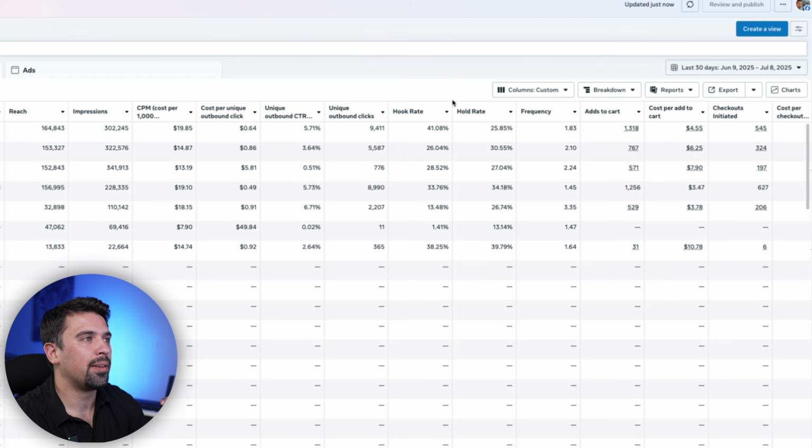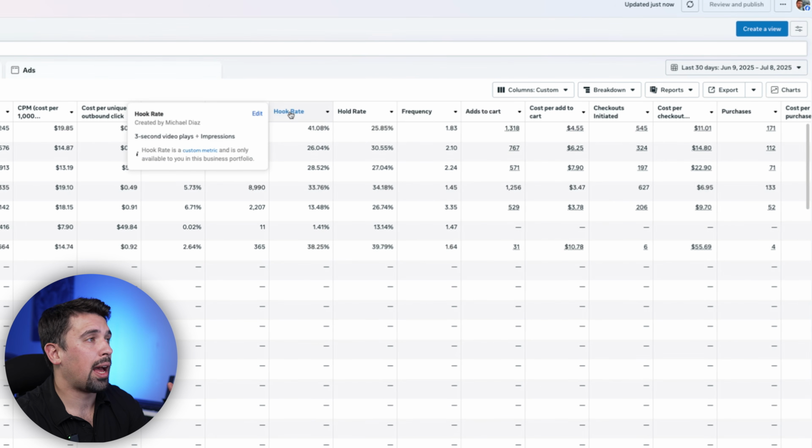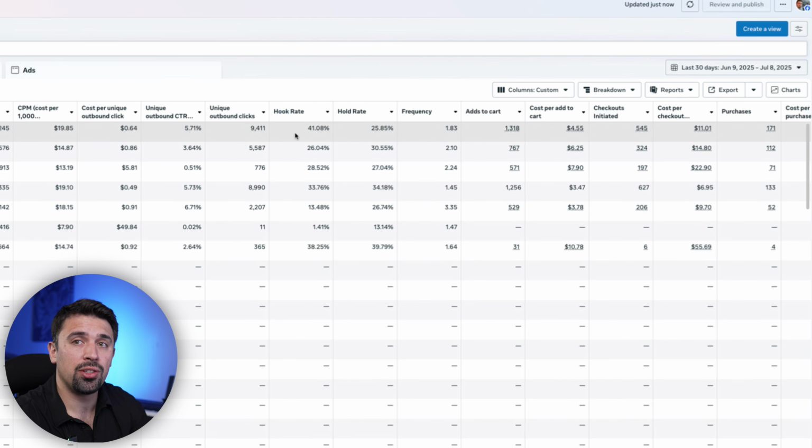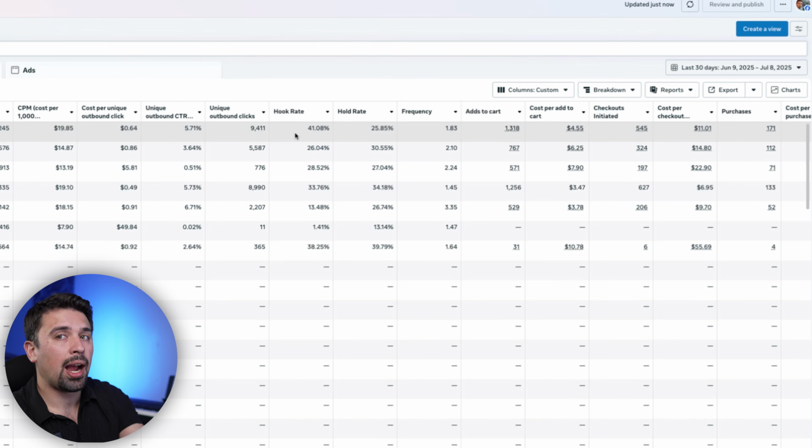Next, we have our hook and our hold rate. Hook rate is going to be, out of all the impressions, so out of all the times you were on a screen, what percentage of people watched at least 3 seconds of it? So that's 3-second video plays divided by impressions. Basically, the higher the hook rate, generally the better. But what's important is you're hooking the right people. You can have a super high hook rate, but it could just be some wacky, crazy hook that is just getting everybody's attention, which isn't necessarily what you want. You need to be getting the attention of your target audience, right? But generally, higher hook rate is better.